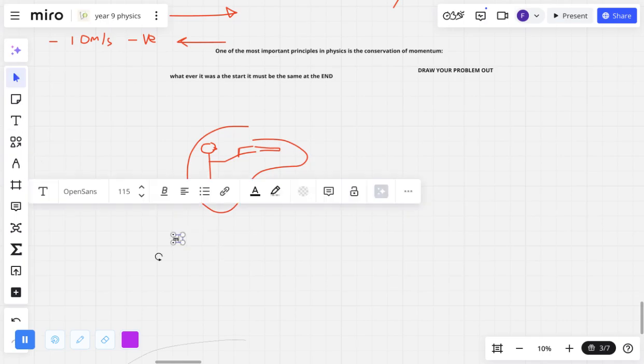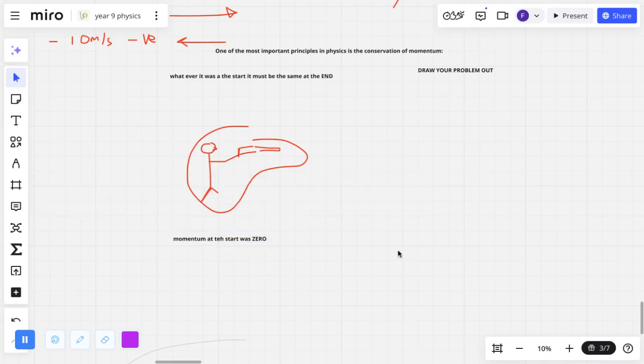So the momentum at the start was 0. Conservation of momentum says if it starts at 0, it must be 0. It cannot change. It has to be 0. All right. Okay, yeah, fine. How does that relate to this?